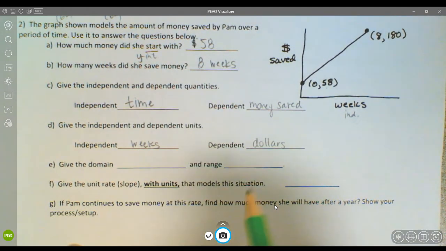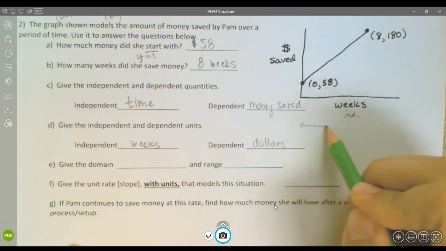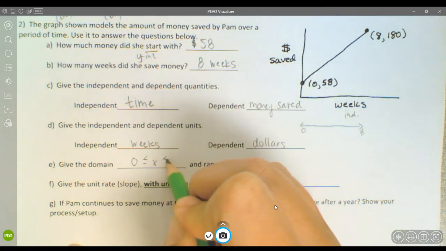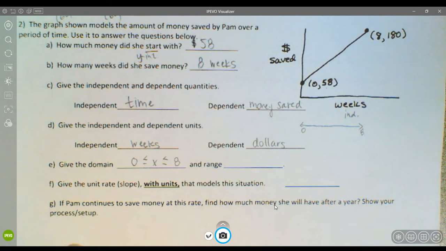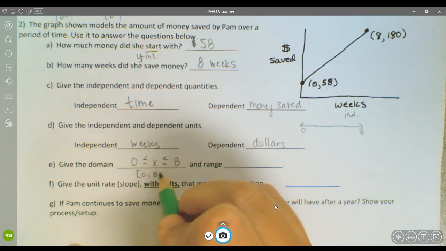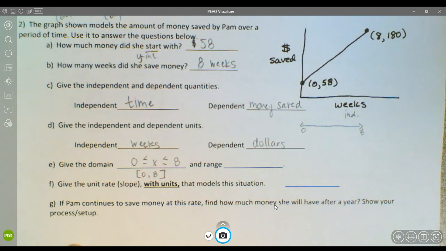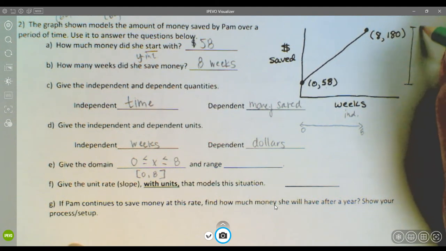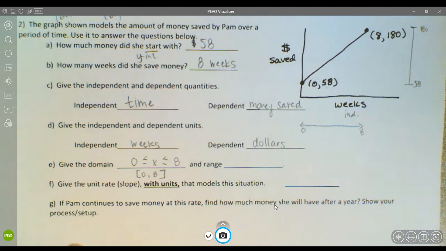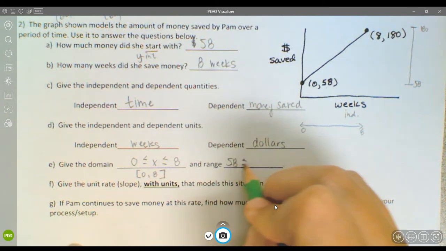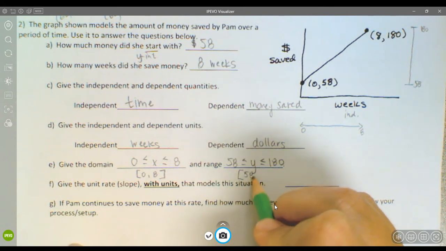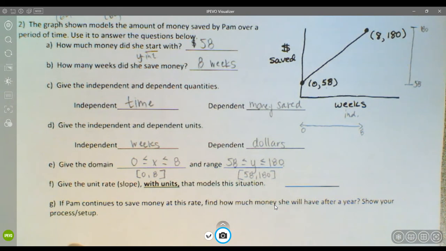What's my domain? My domain goes from left to right. So it goes from 0 to 8. So 0 is less than or equal to x is less than or equal to 8. Again, that's how it would look as an interval. My range goes from 58 up to 180. So my range, 58 is less than or equal to y is less than or equal to 180. And this is how it looks as an interval.